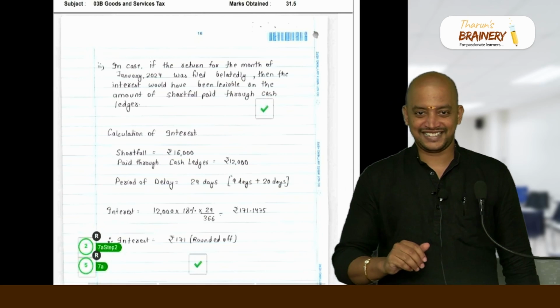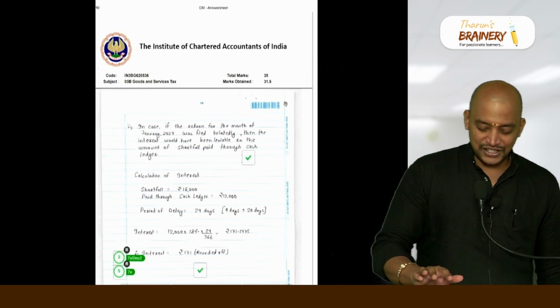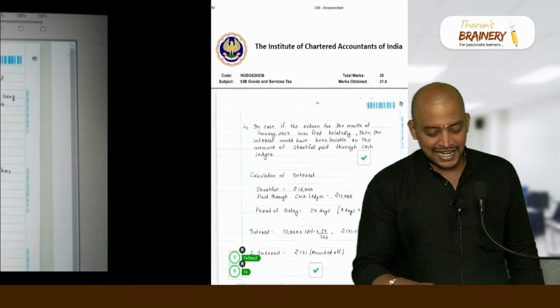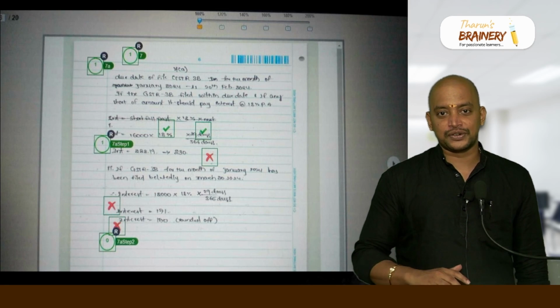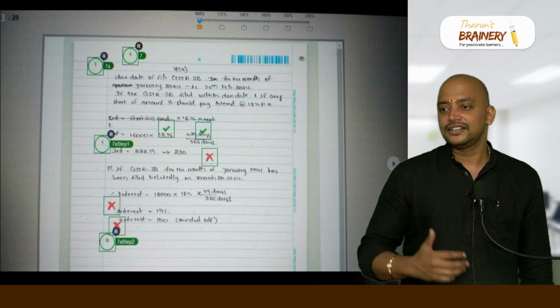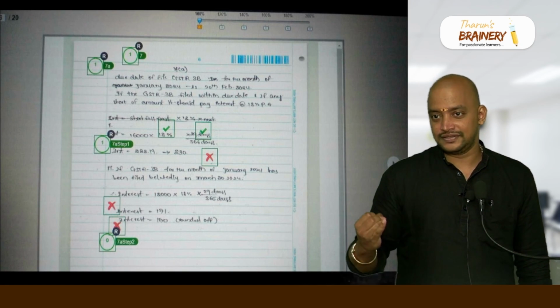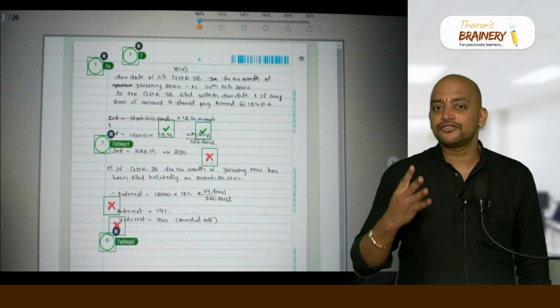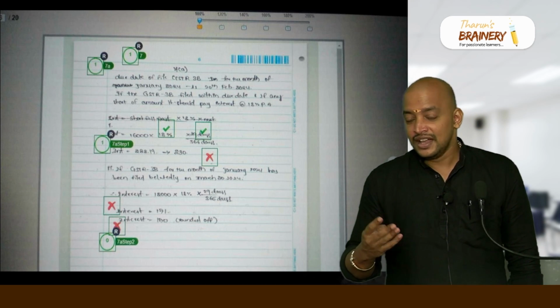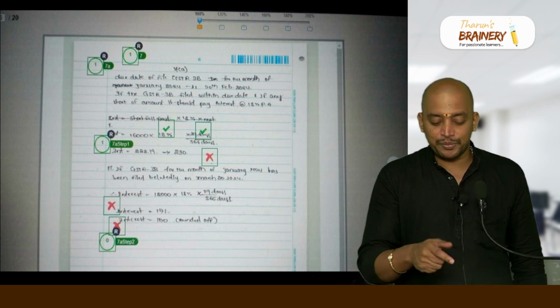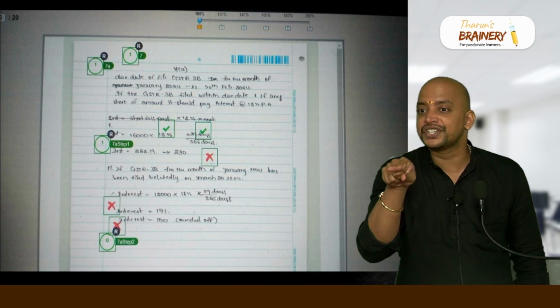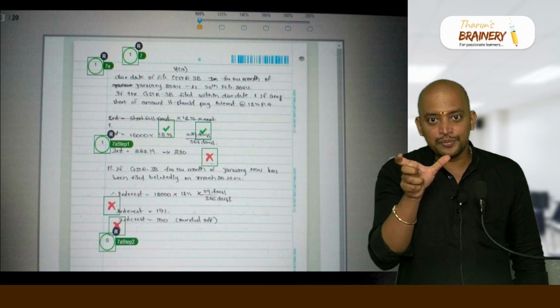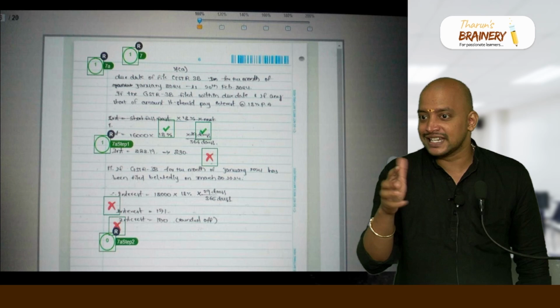Same answer only, sir. The student also wrote the same answer only. But what is the mistake? Rounding error. For the rounding error, 4 marks they deducted. Also presentation was not proper. He did not compute from which date to which date. Number of days he did not write.